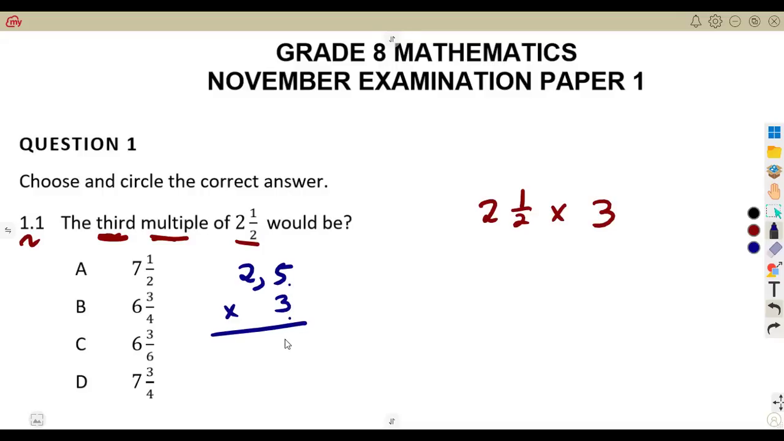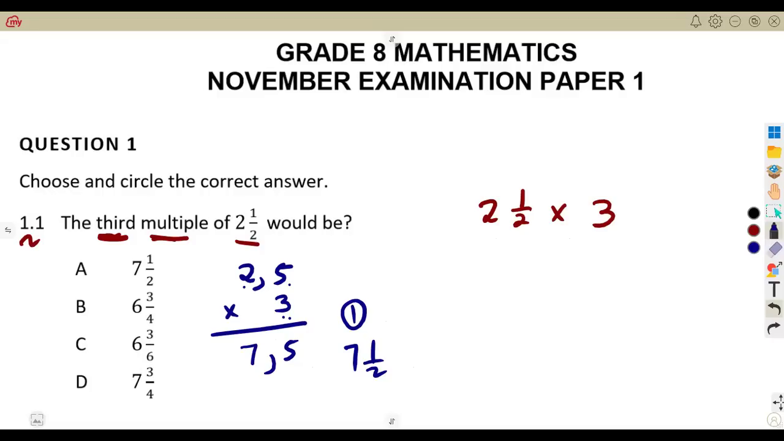Okay, 3 times 5, that is going to be 15. We've got 1. 3 times 2, which is 6. We add the 1, which is 7. Remember the comma. We've got the comma there. So this is 7,5, which is the same as 7.5. Or you can just multiply this direct on your calculator. This is paper 1, and we are having only one answer there, which is 1 mark.